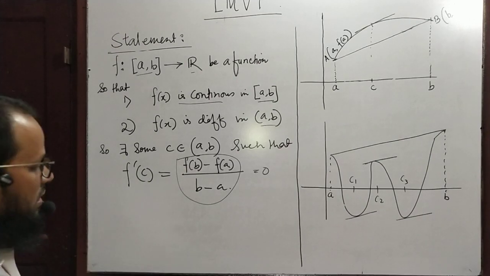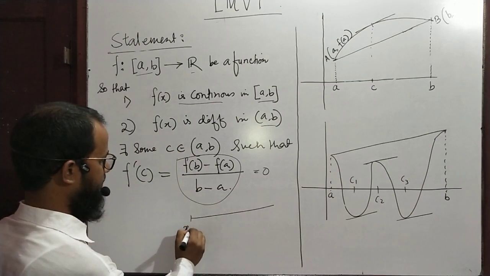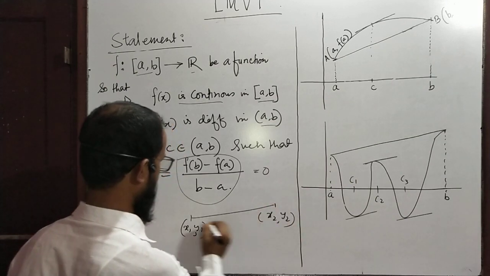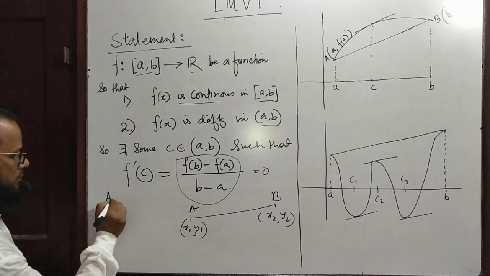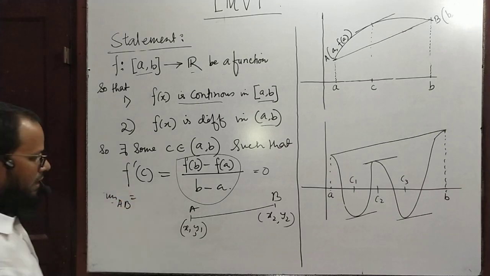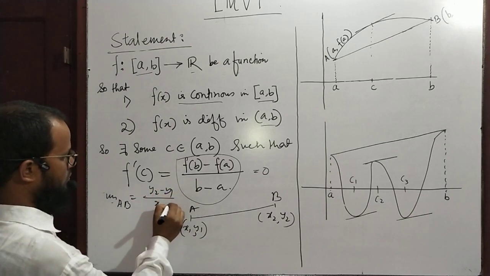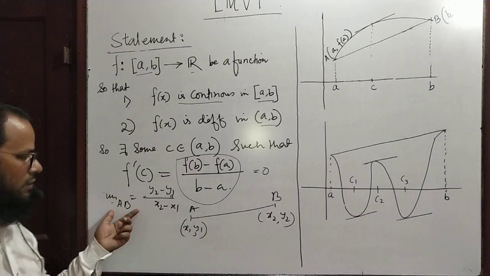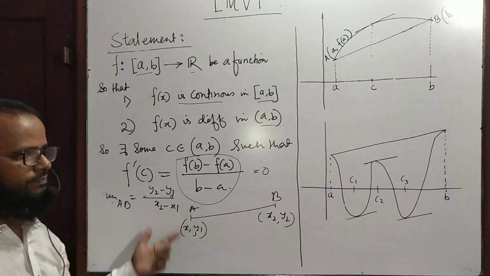Before going to this, let me remind you of a concept. Suppose this is a line joining the point (x1, y1) and another point (x2, y2). This is the line, suppose AB. What is the slope of the line? The slope of this particular line, m_AB, is equal to what? We know that the slope of a line joining two points is given by y2 minus y1 divided by x2 minus x1.